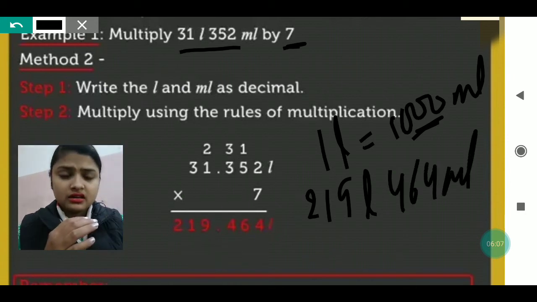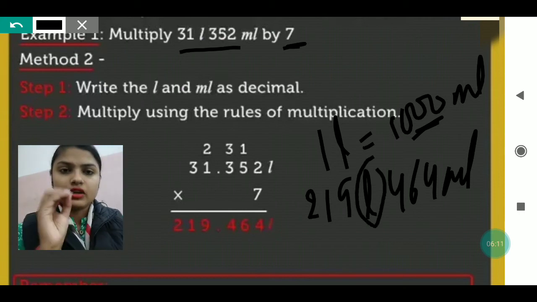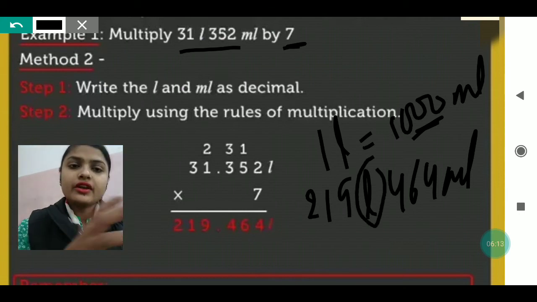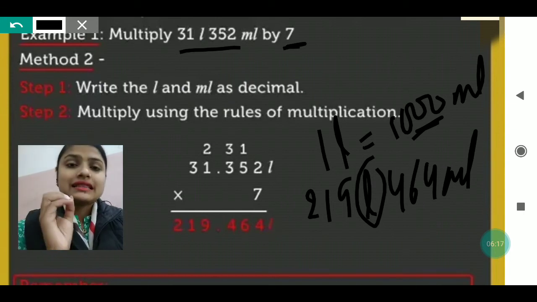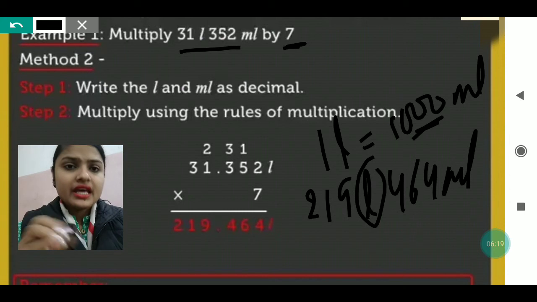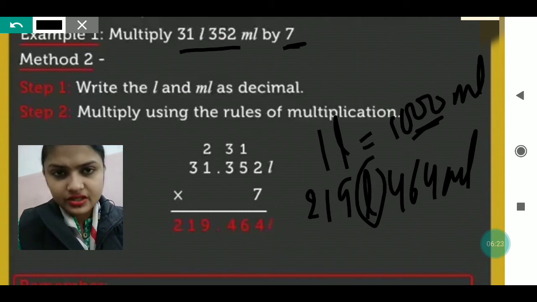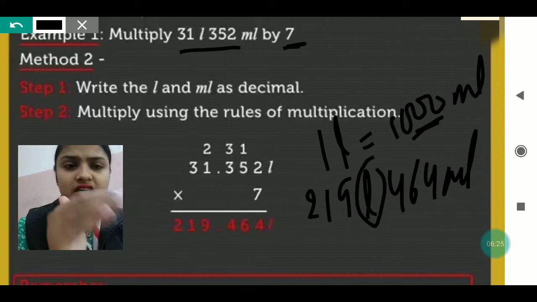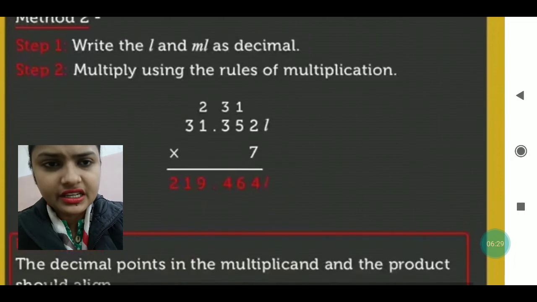But in this question, in place of the word liter, only a point is put. Okay, and we already know the number which is written before the decimal is all in liter, and the number which is written after the decimal is in milliliter. The decimal will not change the value of liter or milliliter.